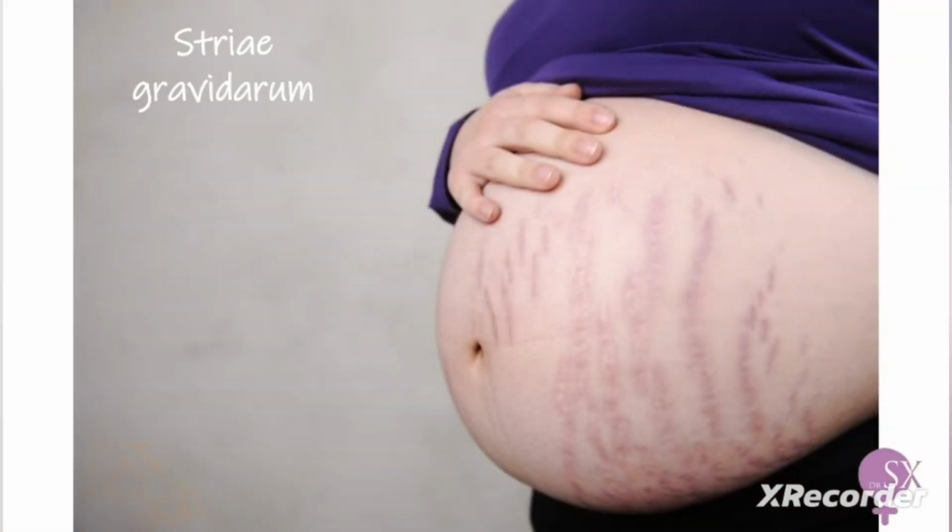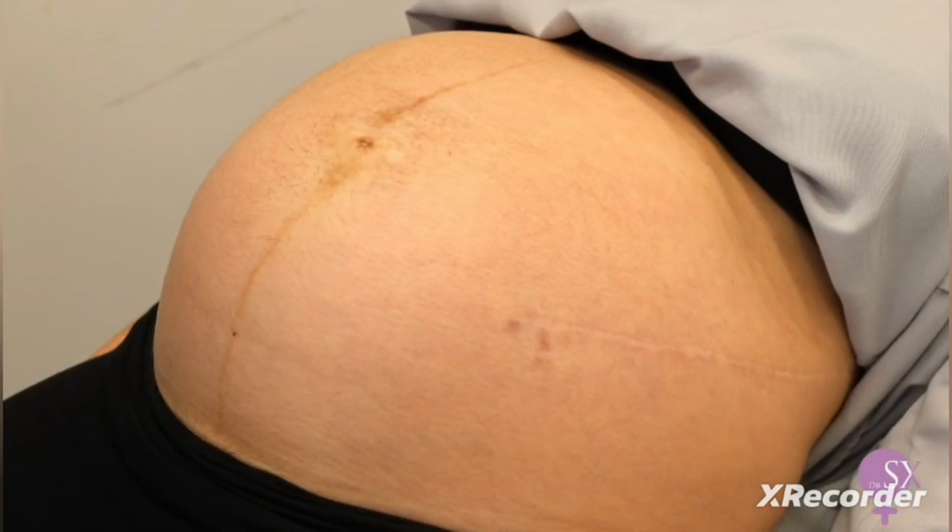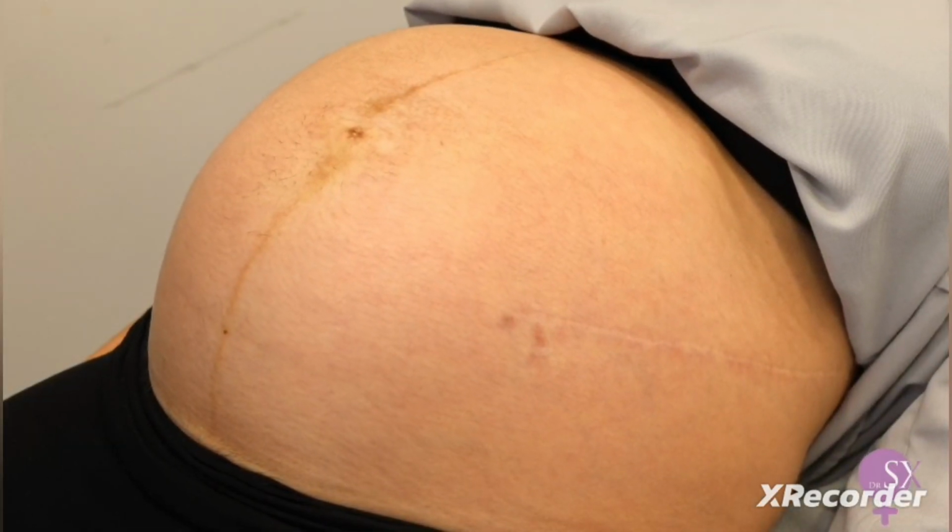Fetal movement might be visible as well. We also look for striae gravidarum, which this patient does not have. Striae gravidarum is basically a medical term for stretch marks. They tend to be red when fresh, from the current pregnancy, or white when they are from a previous pregnancy. These white striae are known as striae albicans. Next we are going to start with the palpation.